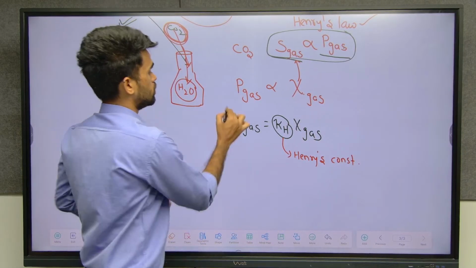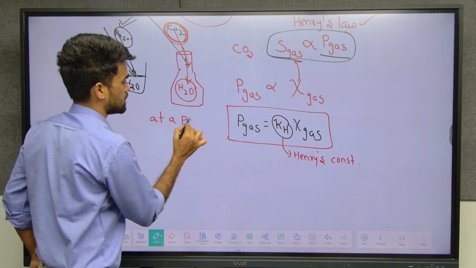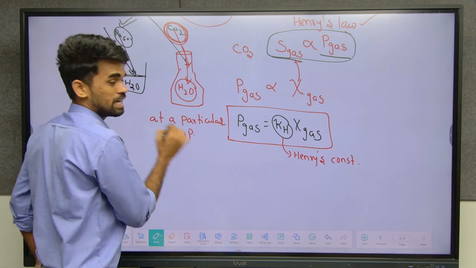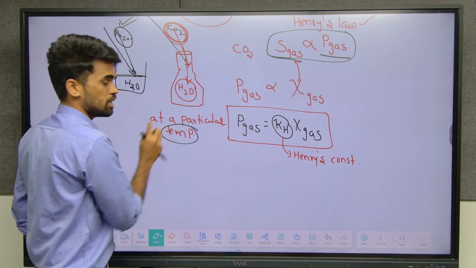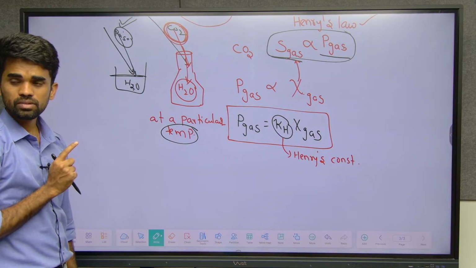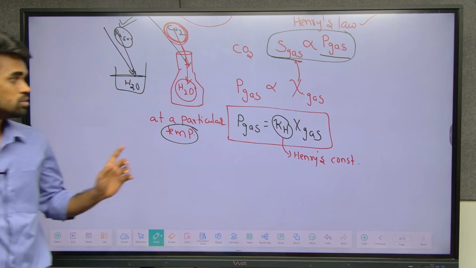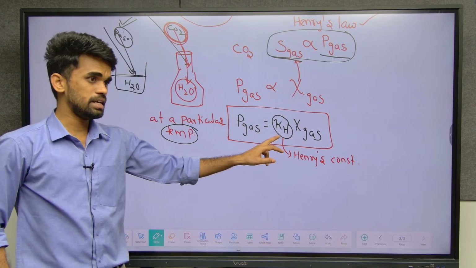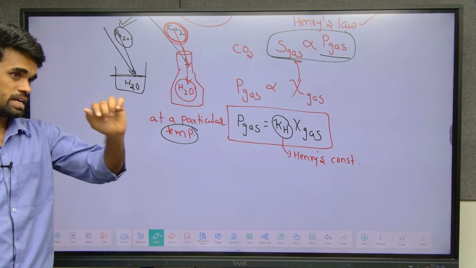Okay, so all this will be applicable at a particular temperature. It means during Henry's law, during the effect of pressure, what do we keep constant here? Temperature should be kept constant. Clear up to here, everyone? So what is the final formula for Henry's law? Pressure of a gas equals Henry's constant into mole fraction, P gas equals KH X gas. Like that you can remember.